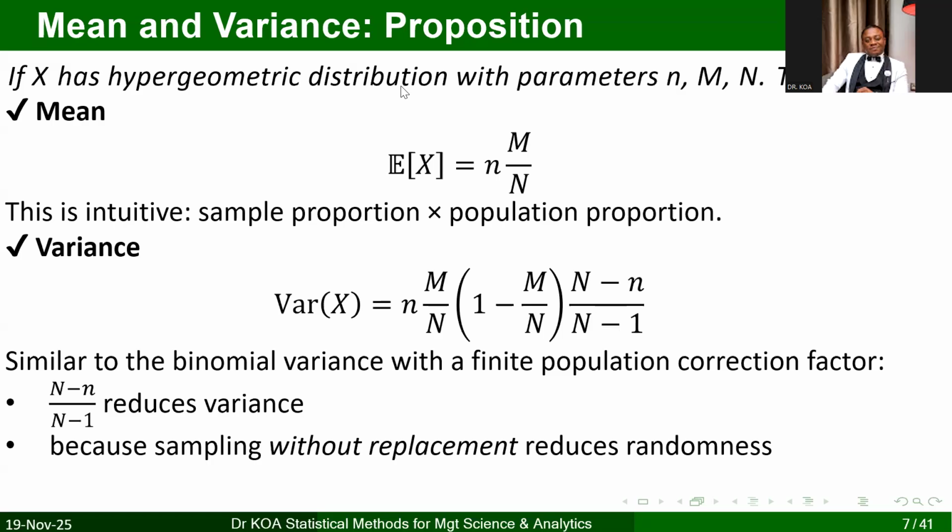Any distribution will have its expected value and variance, and therefore it will have its mean and standard deviation. So if the random variable has a hypergeometric distribution with parameters n, M, and N, then the mean is given as small n multiplying capital M divided by capital N. Please write it down. And the variance is actually the mean multiplying this.